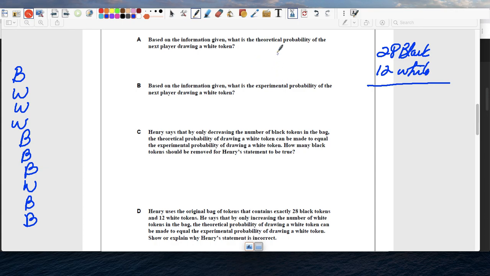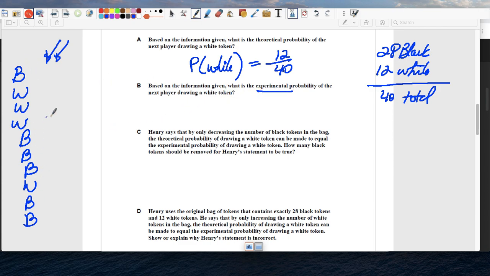Based on that, what's the probability, looking at my bag, this is what I have inside, that I get a white? Well, looking at that bag and without performing an experiment, I know that the probability of getting a white is 12 out of 40, because there's a total of 40. Now, based on the information given, which I wrote over here because it didn't fit on my screen, they did an experiment. They drew tokens, put them back, drew tokens, put them back. They did that 10 times. That was the experiment right here.